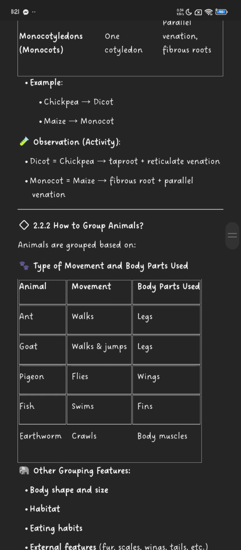Observation activity. Dicot in chickpea, that means taproot plus reticulate venation. Monocot in maize, that means fibrous root and parallel venation.